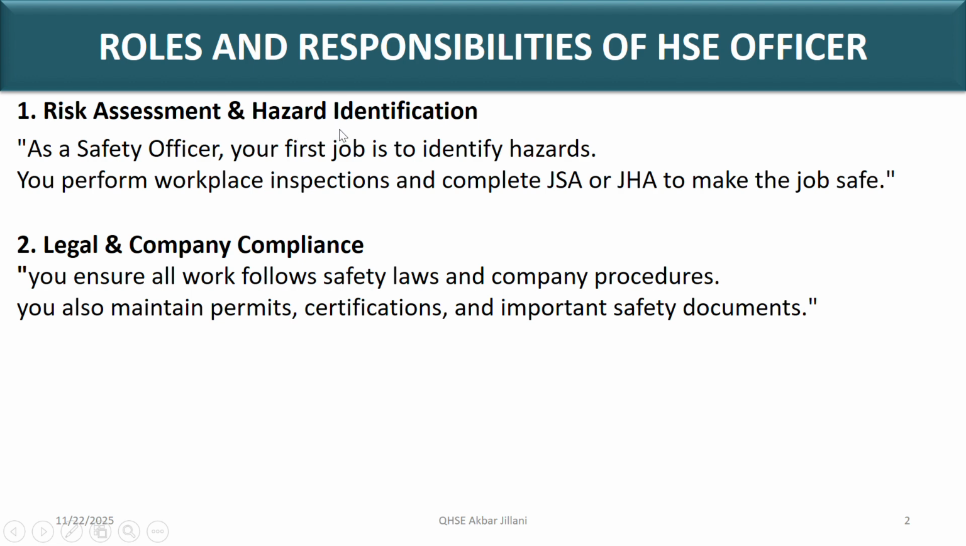Risk assessment and hazard identification. As a safety officer, your first job is to identify hazards. You will perform inspections and complete JSA or JHA to make the job safe. Second, legal and company compliance. You ensure all work follows safety laws and company procedures. You maintain permit certifications and important safety documents.